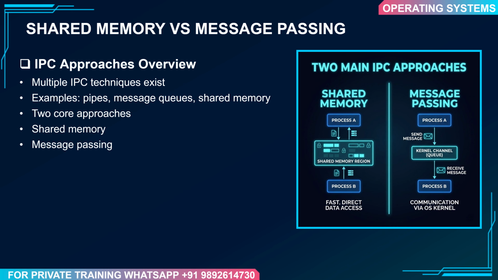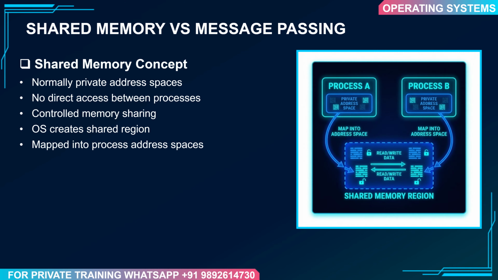There are many IPC techniques, and we will explore specific ones like pipes, message queues, and shared memory in upcoming topics. For now, the goal is to understand the two main approaches behind all IPC mechanisms. These are shared memory and message passing. Almost every IPC method you see later will fall into one of these categories or be built on top of them. Let us start by understanding the basic idea of shared memory.